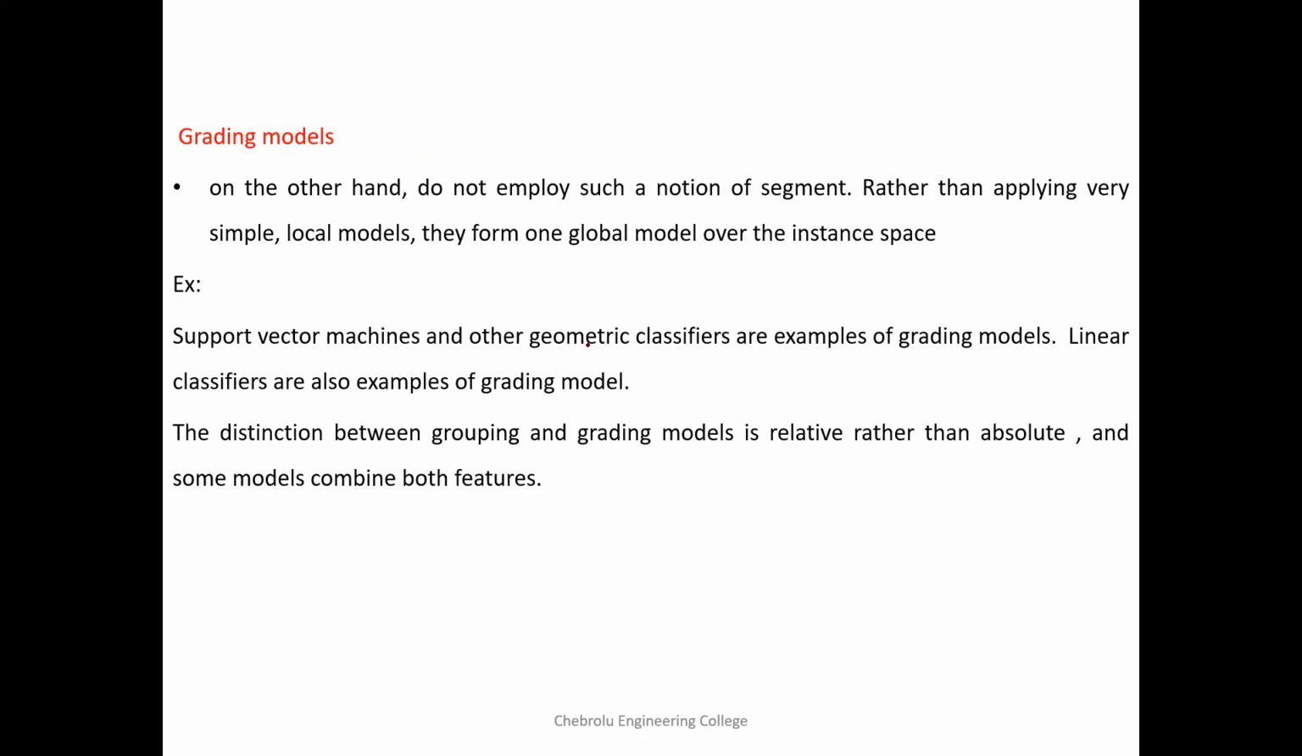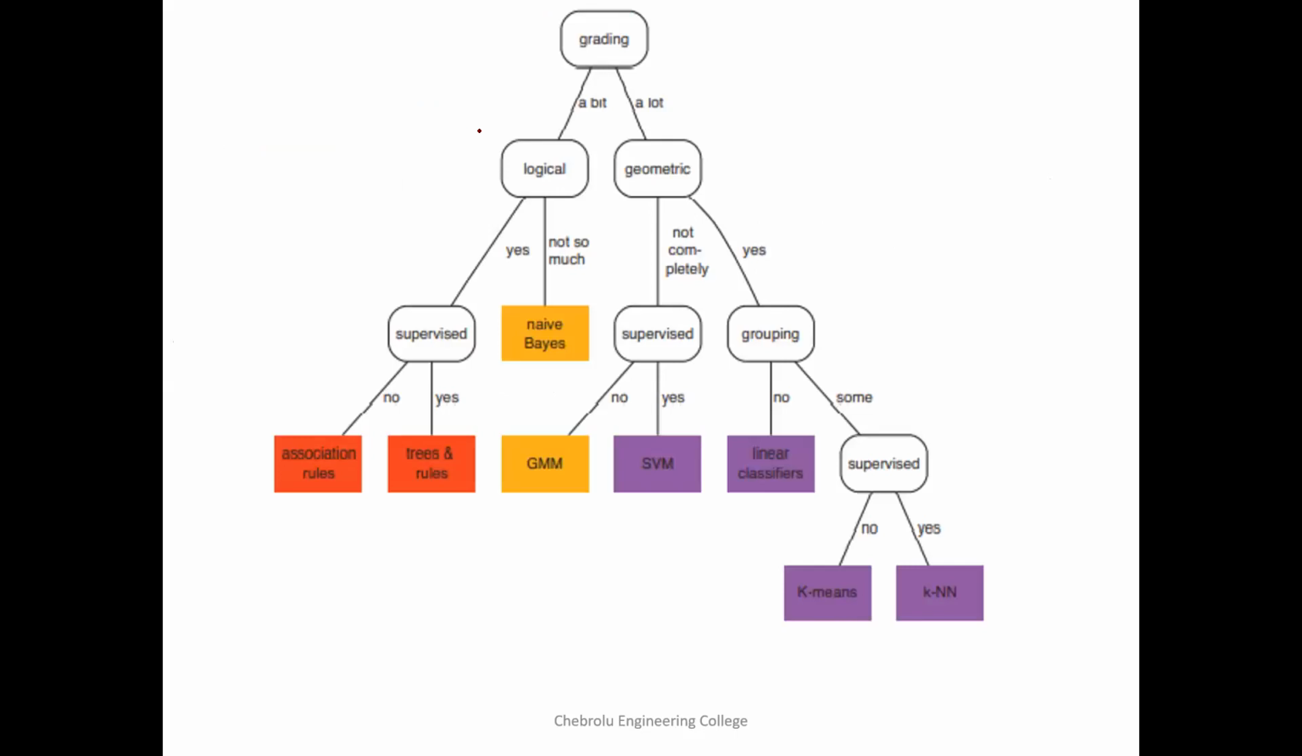For example, support vector machines, which we will be learning in the next step, and other geometric classifiers are examples of grading models. Linear classifiers are also examples of grading models. The distinction between grouping and grading models is relative rather than absolute, and some models combine both features. This is good. Now you can see all we have learned.